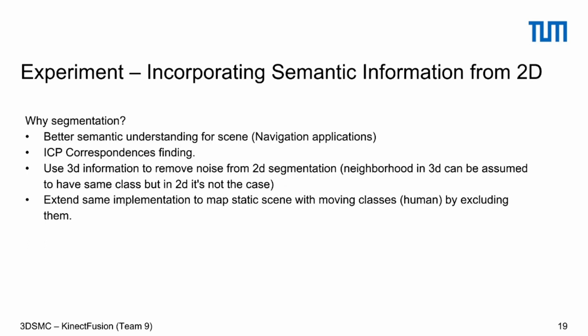This semantic information unlocks many possibilities, including help in finding correspondence for ICP, achieving more consistent segmentation, and mapping and navigating slightly dynamic scenes by categorizing objects into static classes like walls and dynamic classes like humans. This enables us to include only static objects throughout the pipeline.